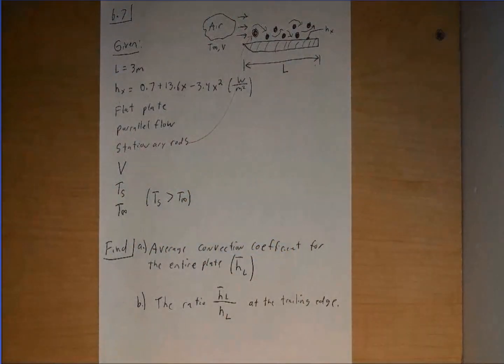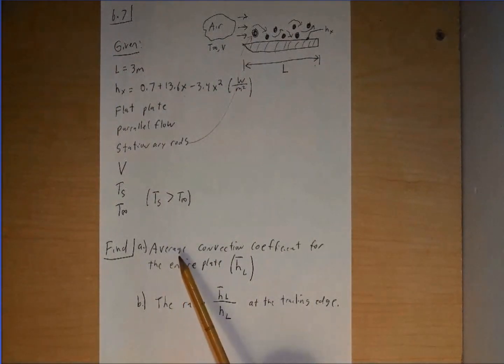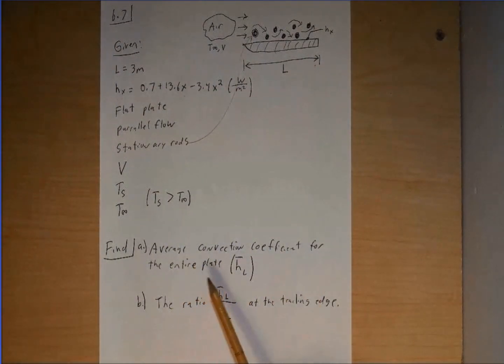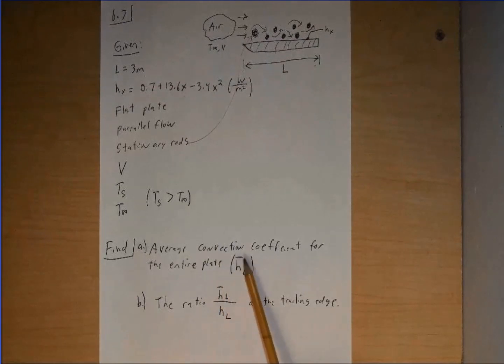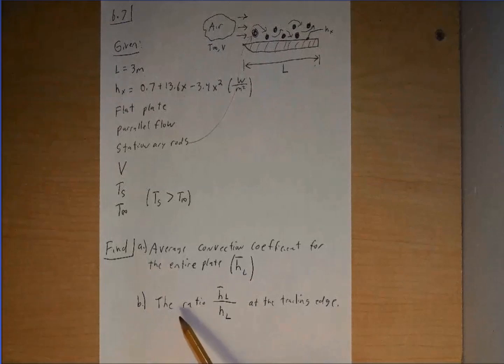Now they're asking us to solve for two different things here. The first thing they're asking us to solve for is the average convection coefficient for the entire plate, which is our h bar over L. They're also asking us to solve in part B for the ratio of our h bar over L, the average convection coefficient, over our h L at the trailing edge.